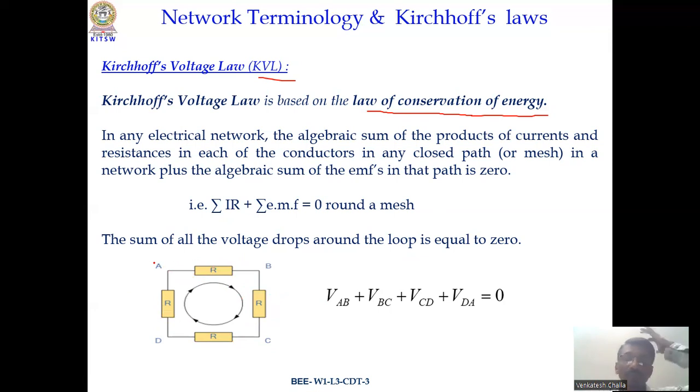If you add all those, it will get zero, because you have started at point A, which is at some potential, travelled to B to C to D, and again you are coming to A. That means when you again come back to the original junction or the point, the potential difference is zero. Or the voltage between point A and point A is zero.